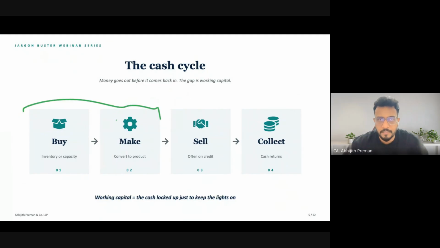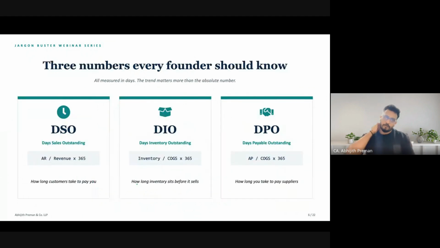So you spend at these two stages, then your money comes in the fourth stage only. But this is where you actually book the revenue in the books. Okay, so working capital is equal to the cash locked up just to keep the lights on. For running this business, you need some fund. That is what is called working capital. Then three numbers every founder should know. These are three very important numbers.